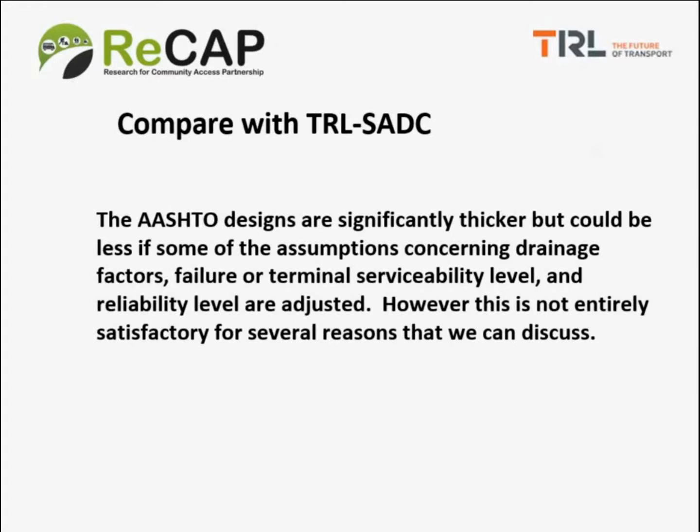The reliability level can be reduced, as I said earlier. For low volume roads, that's often set at 80% rather than 90, because we can tolerate slightly less good performance compared with the higher traffic roads. But this is not entirely satisfactory. It means that we have to calibrate the Ashtone method, and there are a number of issues about that which we can discuss later if you wish.